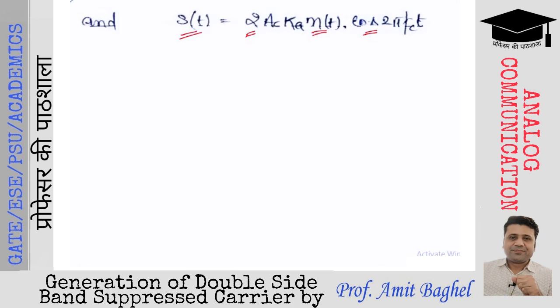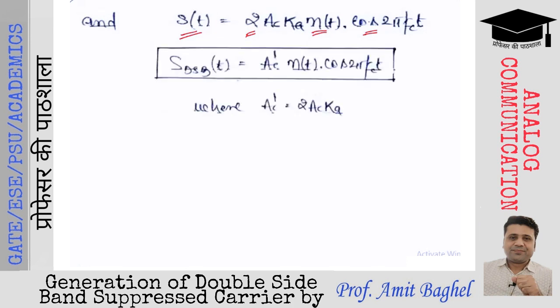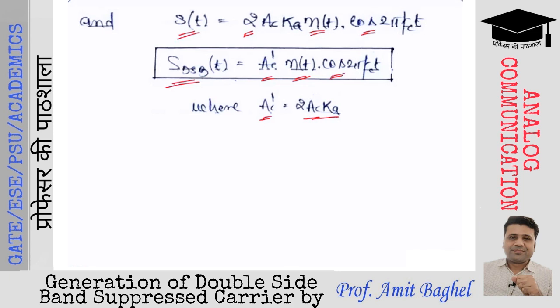So we got the mathematical expression of the DSBSC signal as S of DSBSC T as AC dash MT into cos of 2 pi FCT. So AC dash is nothing but equal to 2 times of AC KA. So this is how we got the expression of a DSBSC signal, MT into CT, where MT is the message signal and CT is AC dash cos of 2 pi FCT. This is all about the balanced modulator.